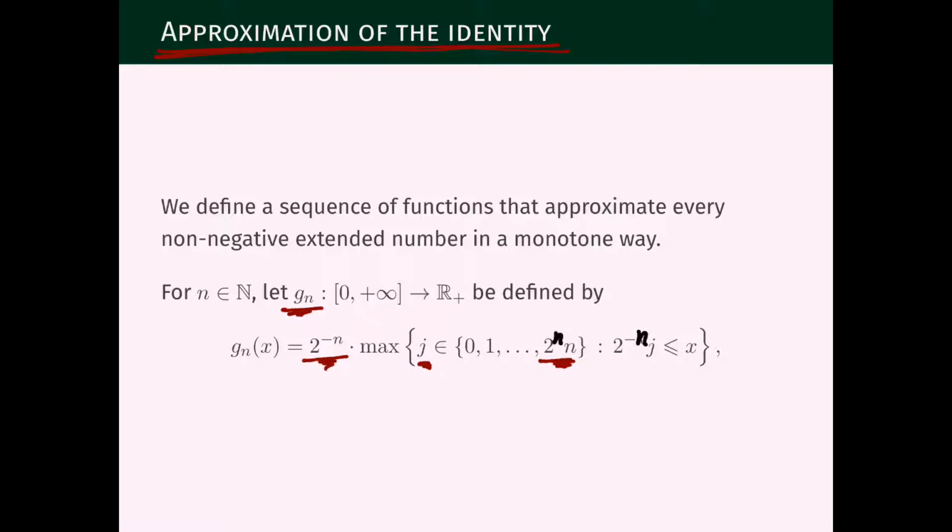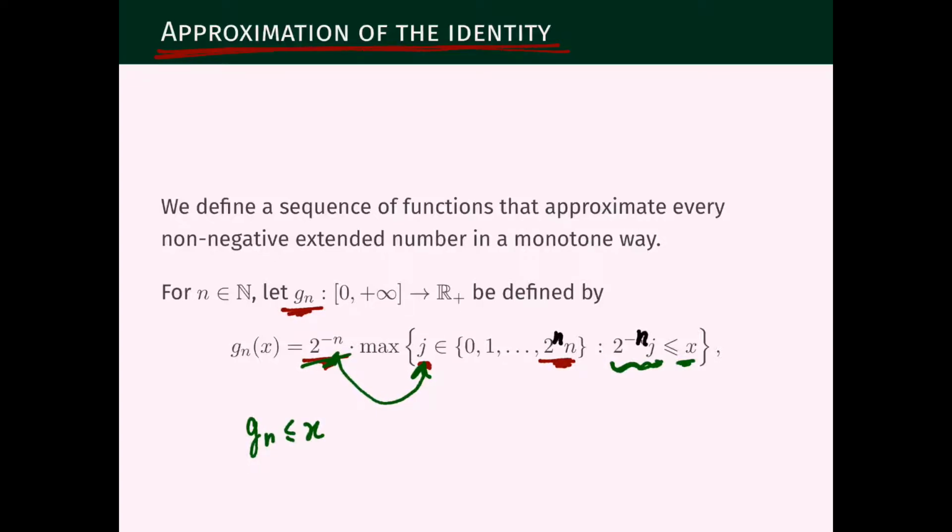And what it does is it takes the value 2 to the minus n times j, this j being the highest so that 2 to the minus n times j itself is at most x. So because 2 to the minus n j is at most x, when we multiply it by 2 to the minus n, we get something which is less than x. So g_n of x, you can see from this expression, is at most x.